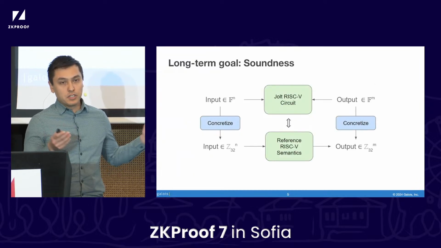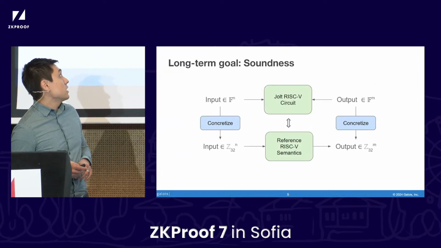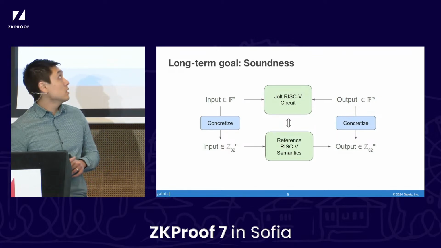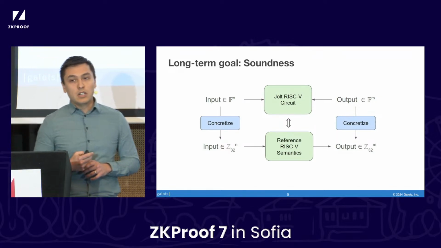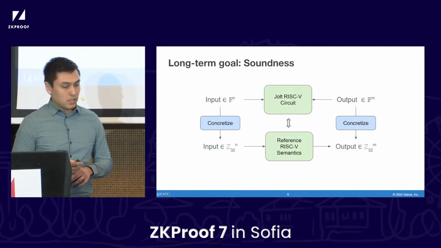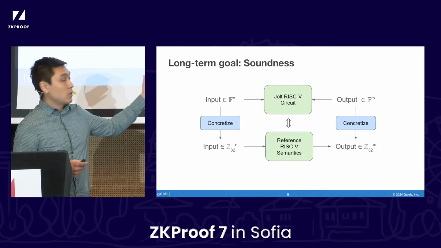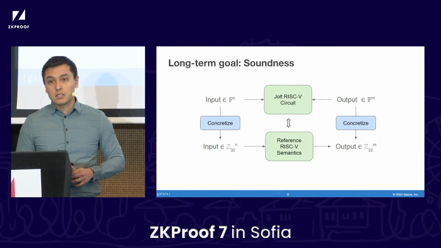And again, here you can see this statement represented visually, where you have the inputs and outputs of field elements at the top, they're passed into the circuit, and then at the bottom you can see they're converted into machine words and then run through some reference RISC-V semantics.